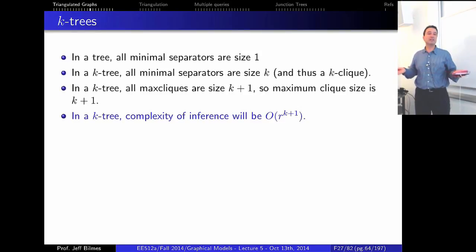So that means that inference in a K tree is going to have complexity order R to the K plus 1, where, again, we're assuming that all random variables have the same number of values. Is that a question? No.